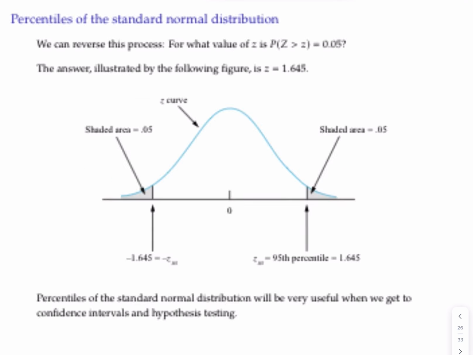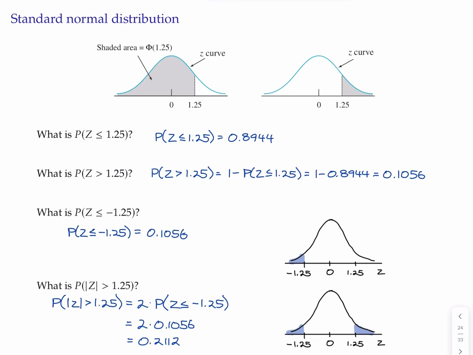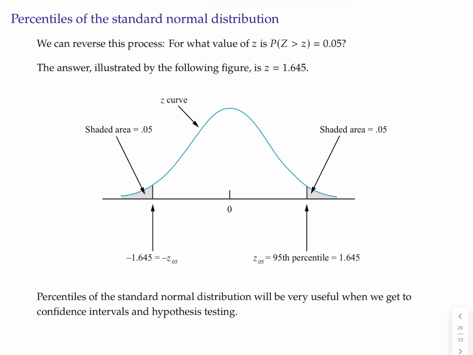All right, so that's how to use the z-table. Now, in theory, I should have said before we left that slide, this type of thinking, this two-tailed probability thinking, shows up a lot when we think about confidence intervals and hypothesis tests. So that's what I'm thinking of by putting that example in there.